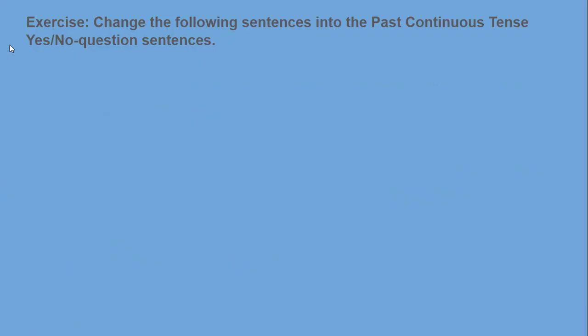So the exercise is as follows. Change the following sentences into the past continuous tense yes-no question sentences. So these sentences should be in the past continuous tense yes-no questions.